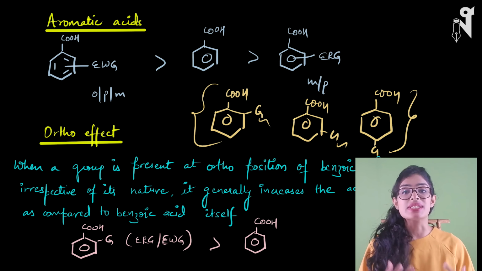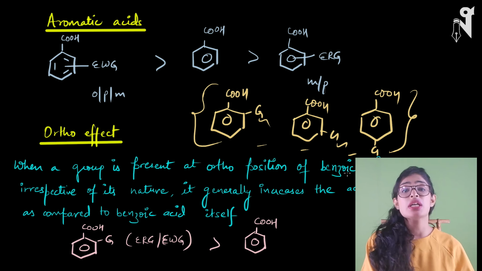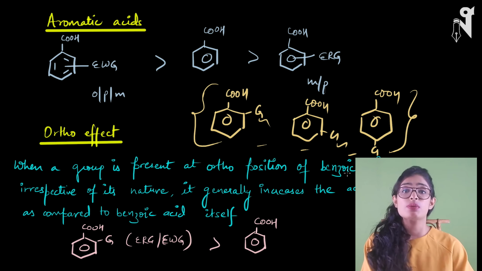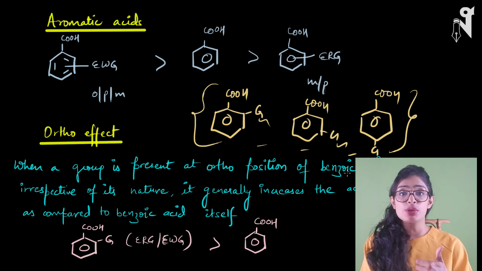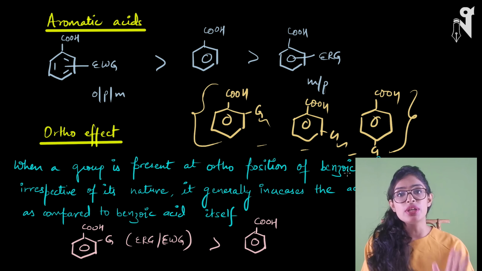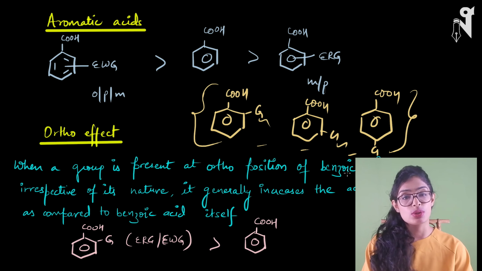What will you use to decide the acidic strength of these compounds, considering the electron releasing effect, the electron withdrawing effect, or all other electronic effects which we have spoken about? And is there any other factor which can affect the acidity of this substituted benzoic acid? That we have to learn. So we are going to learn a concept which is called the ortho effect, which is very important to understand how the acidic strength of benzoic acid gets affected by the presence of a functional group, electron withdrawing, electron releasing, or whatsoever.